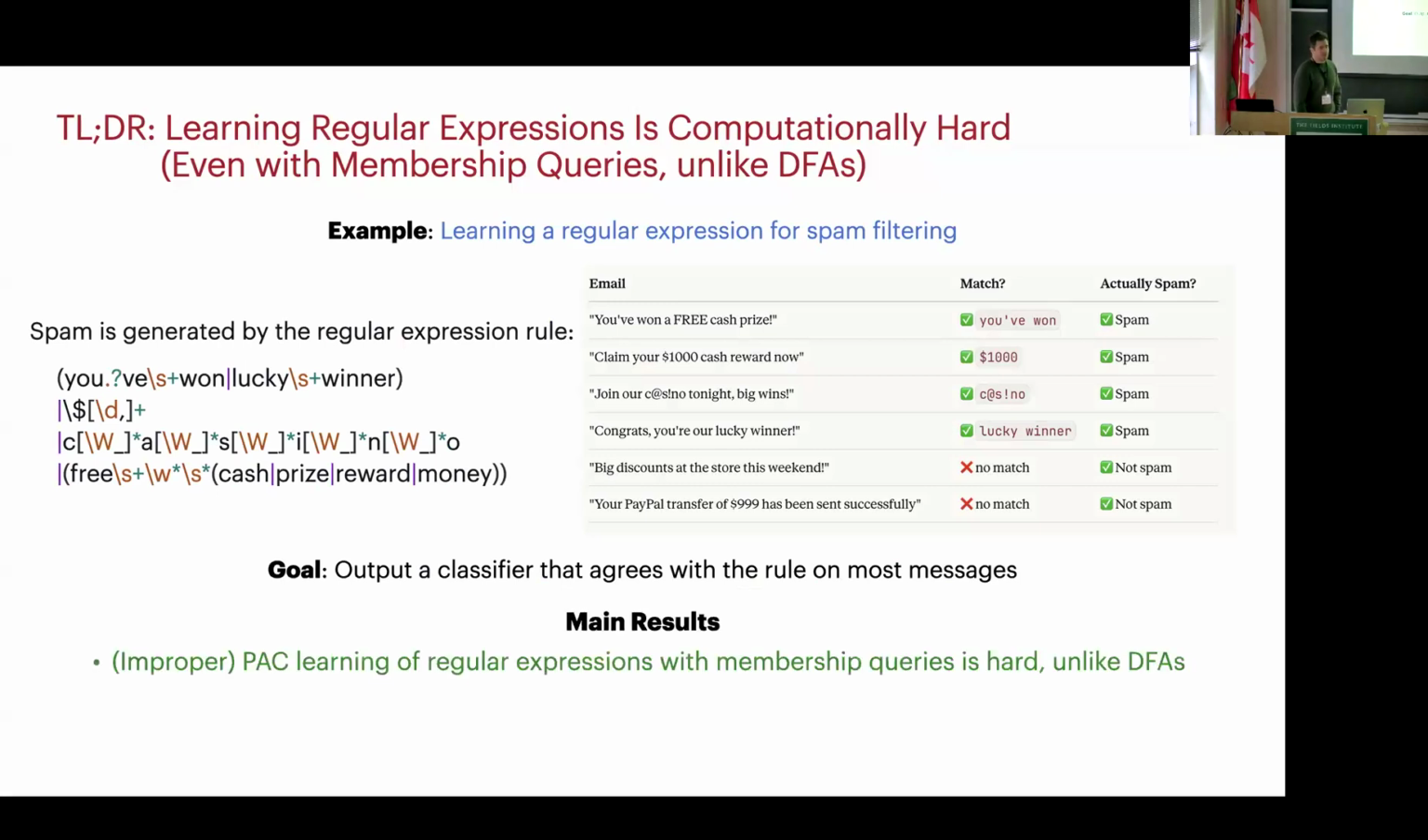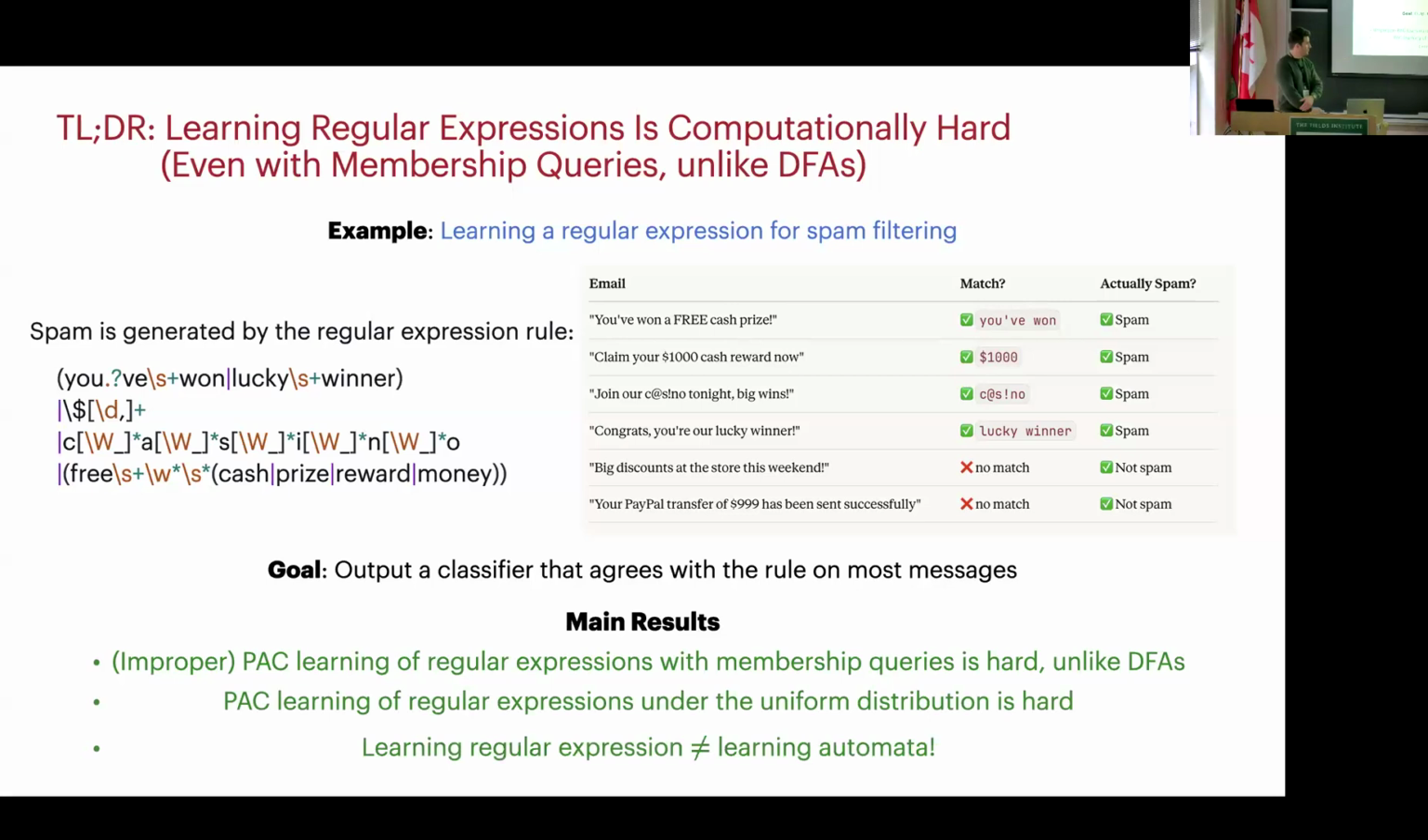Okay. So what are the results? It's hard to learn regular expressions improperly in the PAC setting, even if we allow membership queries, which is not the case with deterministic finite automata, because there is an efficient algorithm for that. So the same regular language has different representations, and it affects the computational complexity of the problem. PAC learning, even with respect to the uniform distribution, is hard. And the general message is that learning regular expressions is not equivalent to learning automata.